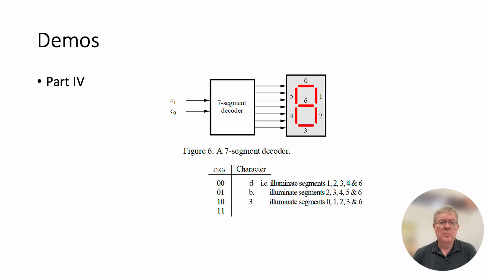So when we set the switches to 00, we're supposed to illuminate D on the 7-segment display. That means illuminating segments 1, 2, 3, 4 and 6 and keeping segments 5 and 0 dark. Let's have a look at how that looks on the board.